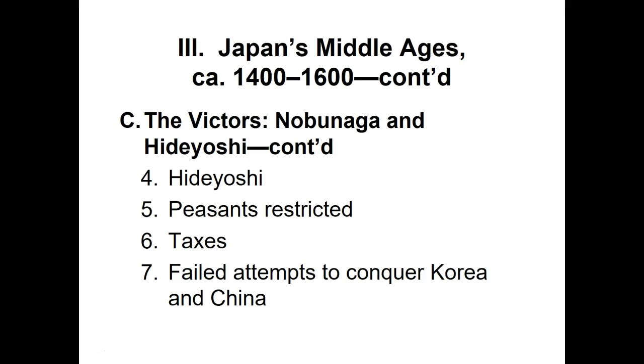They are farmers. Peasants become farmers. They can't carry weapons. The samurai become the knights. They are allowed, and they become the fighting class. And the daimyo essentially become the feudal lords.